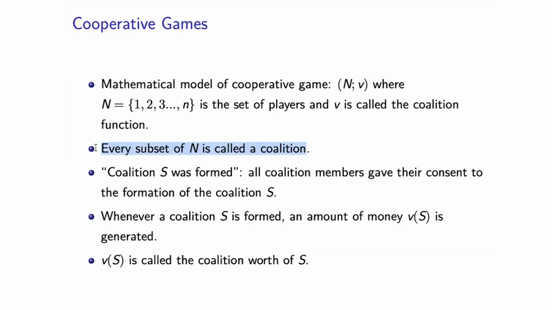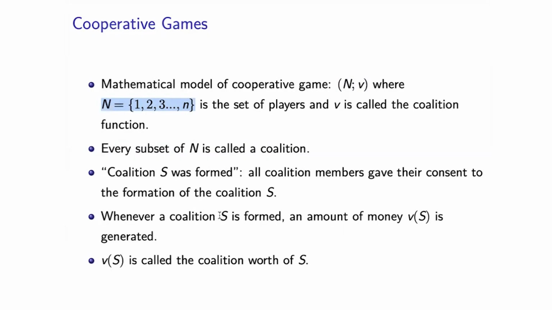When we say that a coalition S was formed, for instance, what we mean is that all the coalition members in this set S have given their consent to the formation of the coalition S, right? For example, out of this N, if we say that a coalition {1, 2} was formed, that means that 1 and 2 have given their consent to form a coalition between themselves. Now, whenever a coalition is formed, there's going to be an amount of money that is generated in this situation, right?